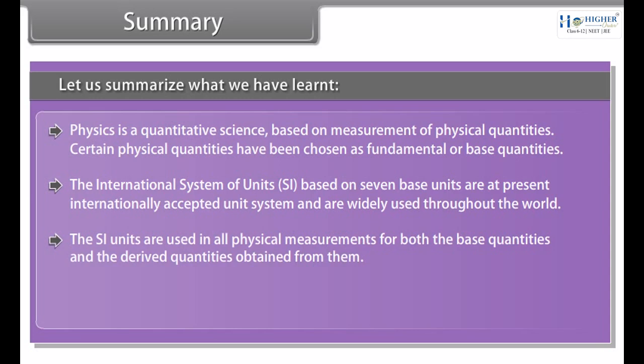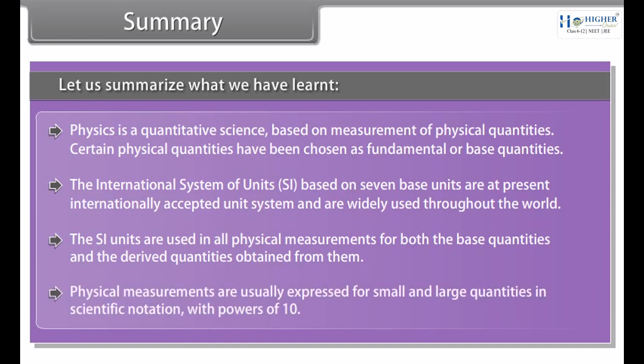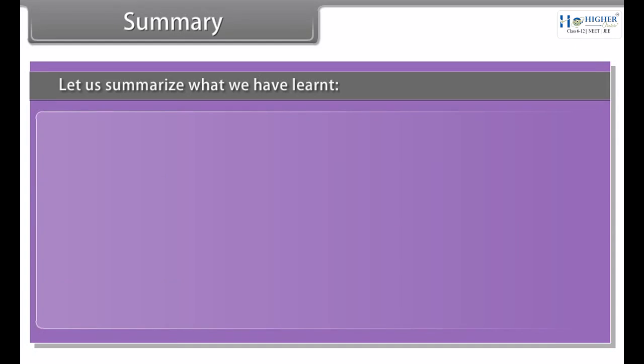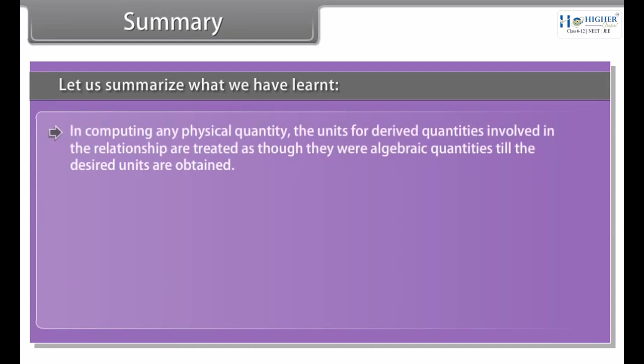The SI units are used in all physical measurements for both the base quantities and the derived quantities obtained from them. Physical measurements are usually expressed for small and large quantities in scientific notation with power of 10. In computing any physical quantity, the units for derived quantities involved in the relationship are treated as though they were algebraic quantities till the desired units are obtained.